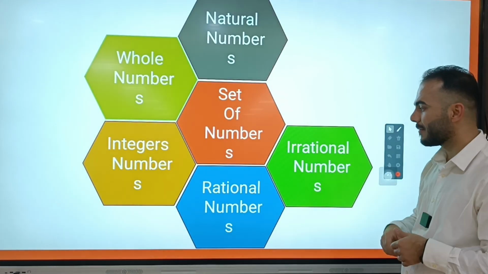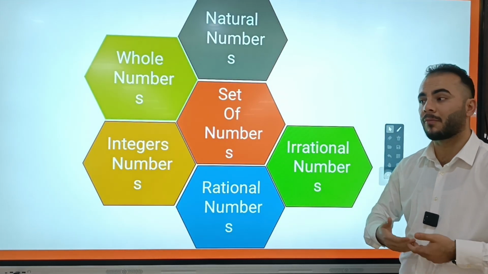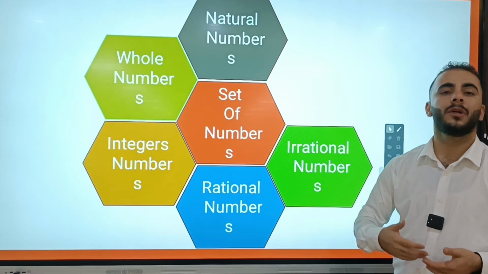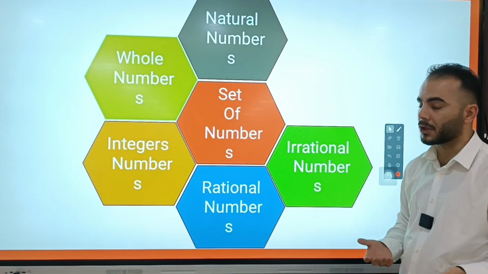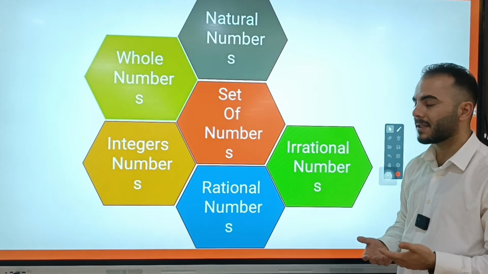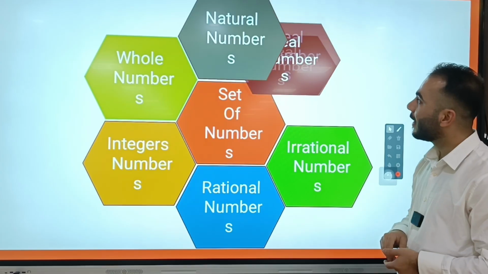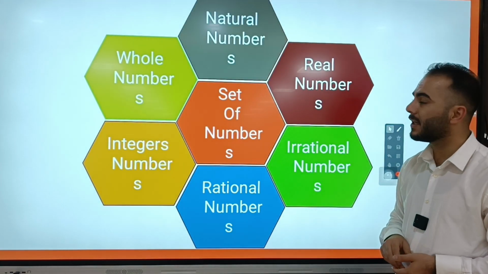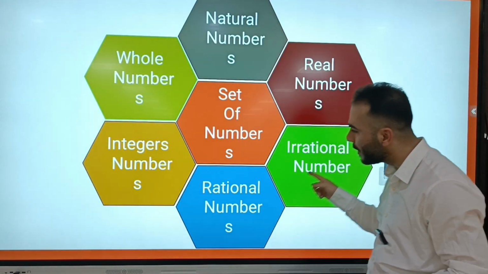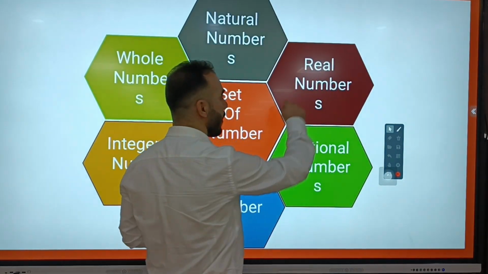So irrational numbers, simply, we can say that a number that is not rational is going to become irrational. There are two types of irrational numbers. We are going to discuss them. And then the final one is real numbers. So all these numbers are going to become real numbers.